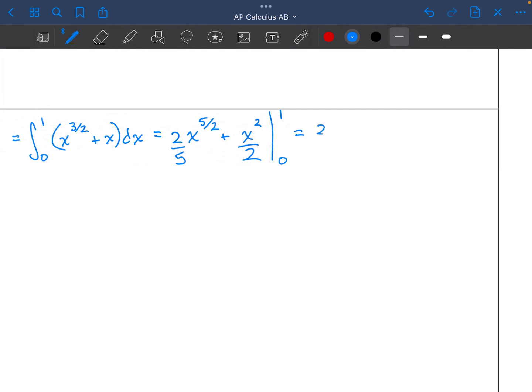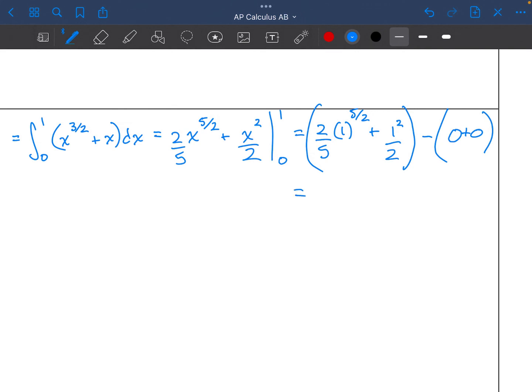I'm going to get 2/5 times 1 to the power of 5/2 plus 1 squared over 2. And that's what happens when I plug in 1. What happens when I plug in 0? So let's subtract. When I plug in 0, I'm going to get 0 plus 0. I didn't really need to do it, but I'm going to show my work that way, just to let you know. You do want to plug in 0 just in case.